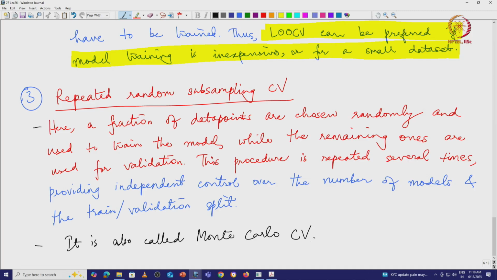There is one limitation though, the limitation is that it is not necessary that every point will function as validation and every point will get a chance to participate in training, because of the way the randomness is involved here, you do not know whether that will really happen.